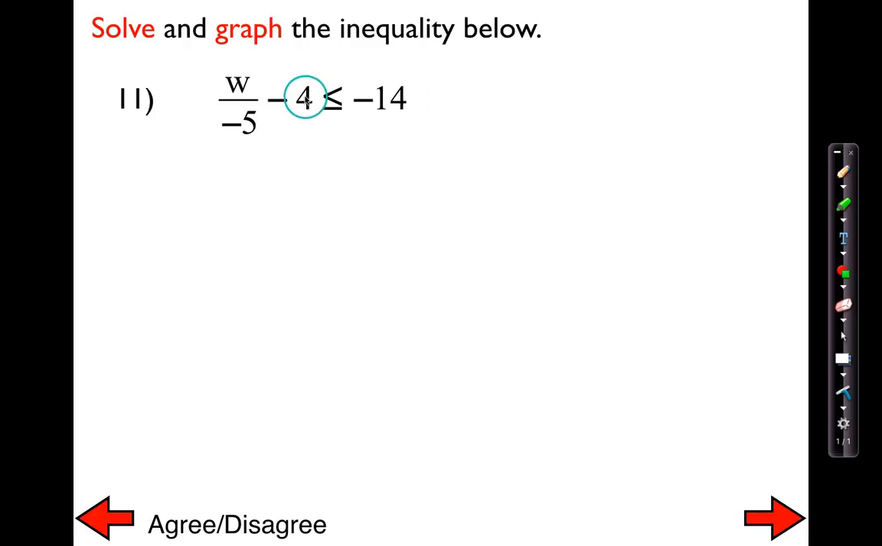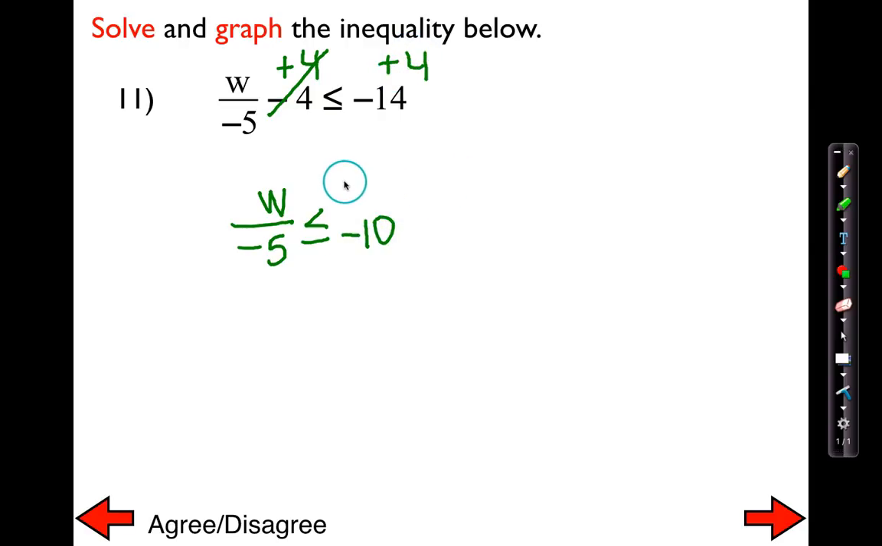Okay, so for number 11, we're going to first undo addition or subtraction. That's the easiest thing to do. So I'm going to get rid of this constant of minus 4 by adding 4 to both sides. So that's going to go away, creating a 0, because those are additive inverses, and that's exactly what I needed. Now I'm left with w over negative 5 is less than or equal to negative 10.